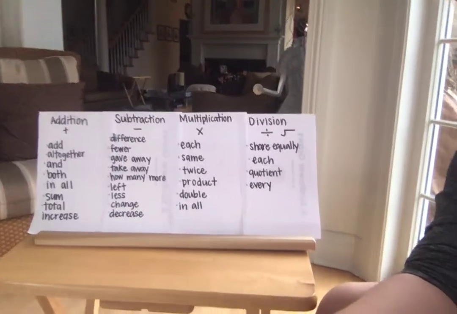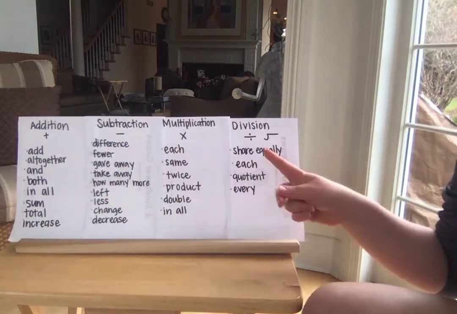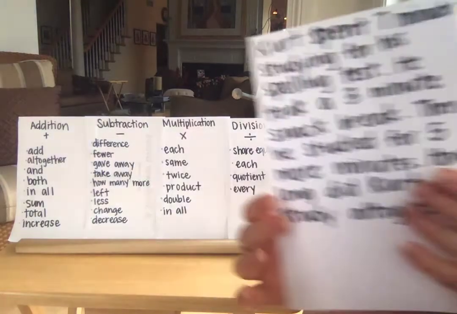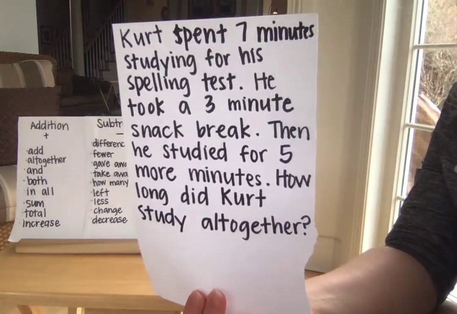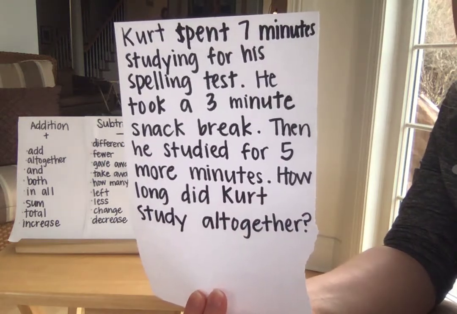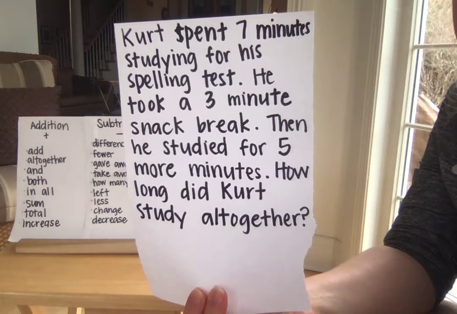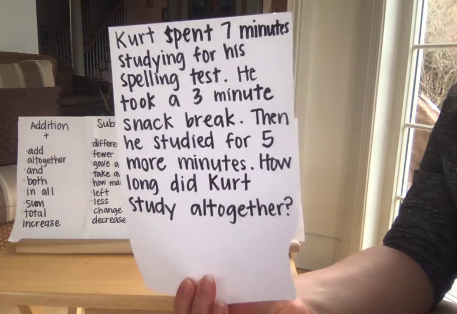So before we start, I'm going to remind you of our clue words for addition, subtraction, multiplication, and division. We're going to keep those there so that we can use them. All right, and our first problem says, Kurt spent 7 minutes studying for his spelling test. He took a 3-minute snack break. Then he studied for 5 more minutes. How long did Kurt study altogether?